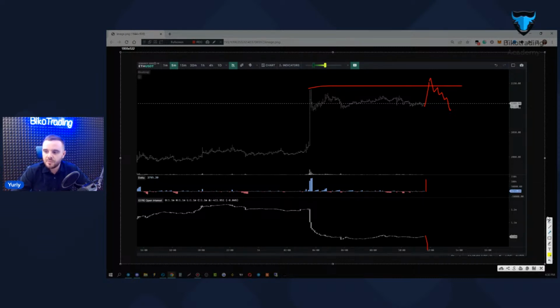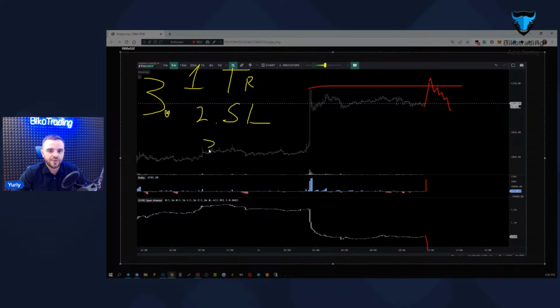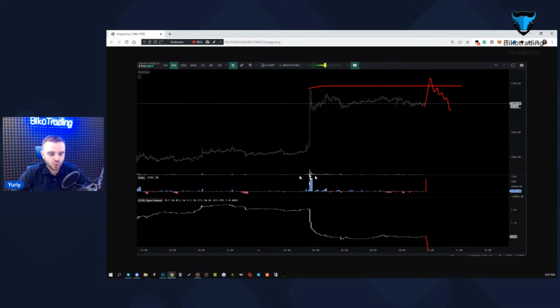Because, as you remember, I told you the third option to use cumulative delta. The first option is to find traps. The second is to find stop loss hunts. And the third is to find the end of a cycle. And why was this one the end of a cycle? Share with me your thoughts, ideas.